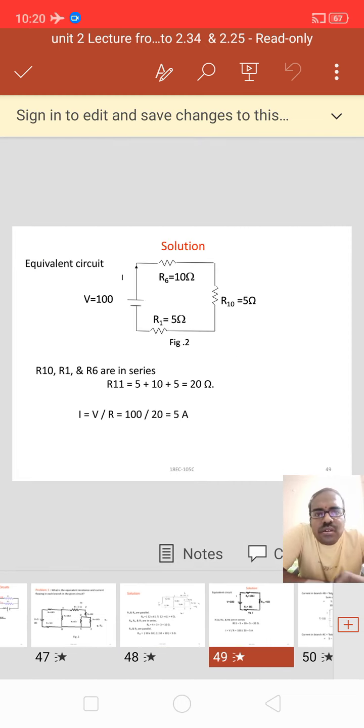Okay, by different calculations we get V equal to 100, R6 equal to 10 ohms, R1 equal to 5 ohms, and R10 equal to 5 ohms. Now R10, R6 and R1 are in series, so R11 equal to 5 plus 10 plus 5, that equal to 20 ohms. Total current present in the circuit I equal to V by R, that equal to 100 by 20, that equal to 5 amperes.